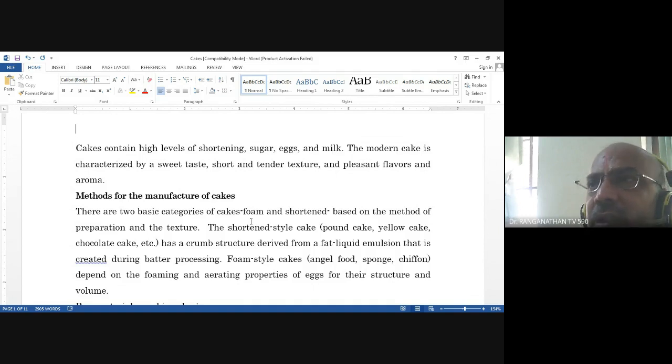So it is a combination of physical. What is physical? Your beating and things like that. And one more important thing in the case of cakes is that the physical leavening or physical aeration plays a much more important role as compared to chemical leavening. Details we'll see subsequently.